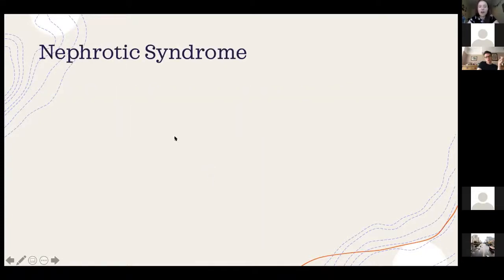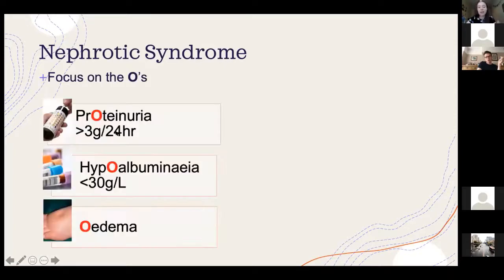So to start with, nephrotic syndrome. The best way I can think of to remember nephrotic syndrome is to focus on the O's, so nephrotic, and that is proteinuria, hypoalbuminemia, and edema. If you just remember that those words have an O in them, it helps you remember that they make up a nephrotic syndrome.